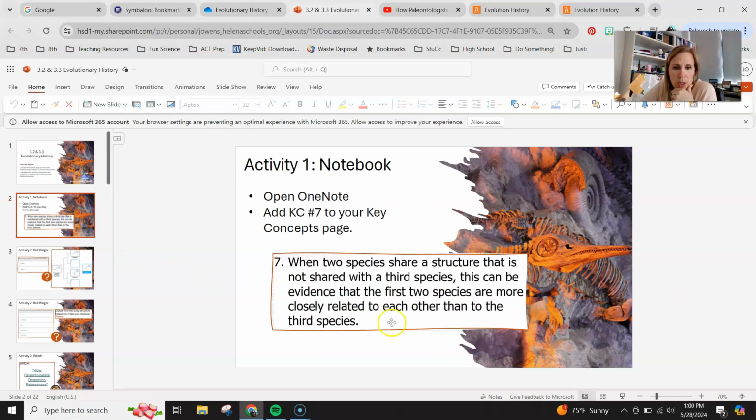Do your OneNote today. You should add key concept number 7. When two species share a structure that is not shared with the third species, this can be evidence that the first two species are more closely related to each other than to the third species. So this should be the last thing you add to your OneNote.